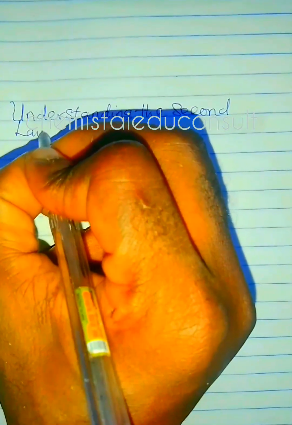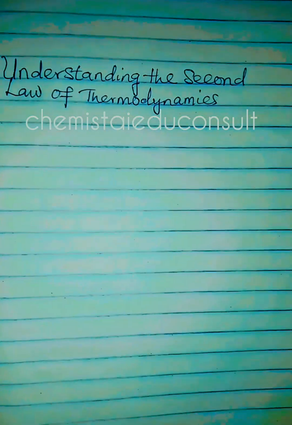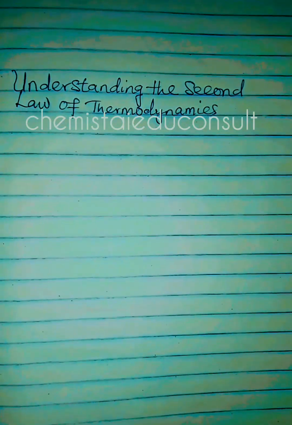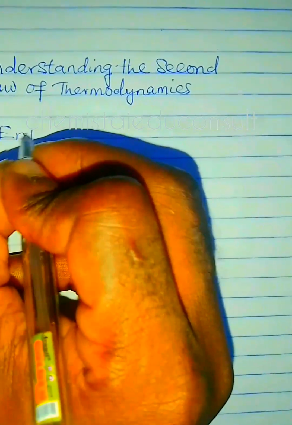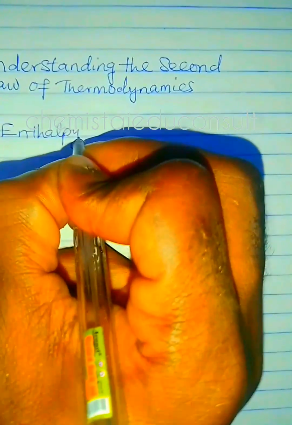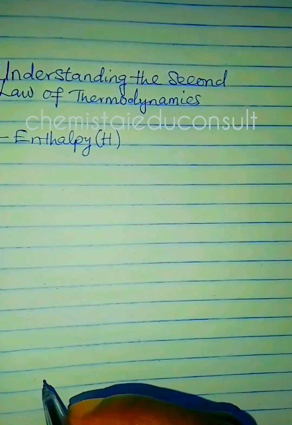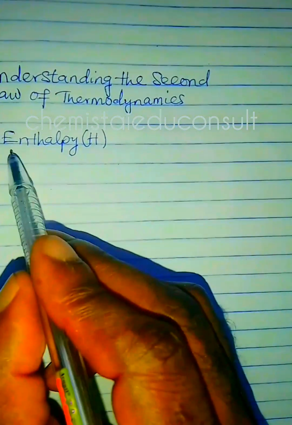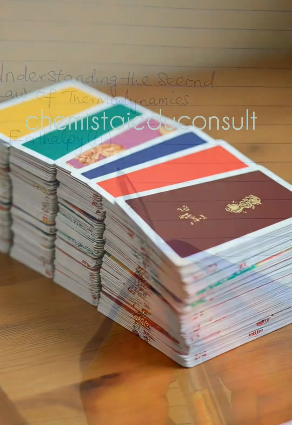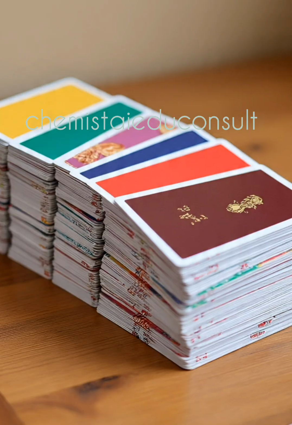Now, to understand the second law of thermodynamics, you must take cognizance of two thermodynamic concepts. One is the enthalpy, H. In the previous video, I made you understand that the enthalpy of a system is the total energy package that system has. Now, think of enthalpy like an arranged pile of cards. The energy of this pile of cards is highly organized and ready to be used.